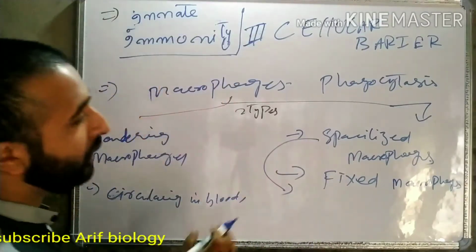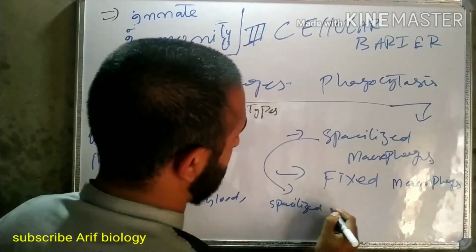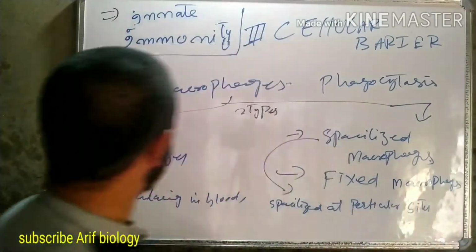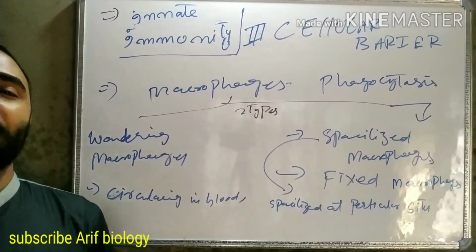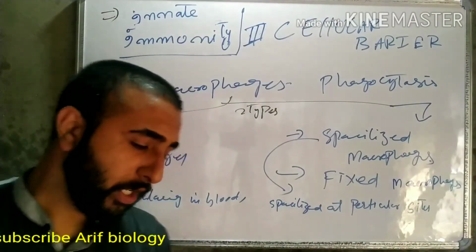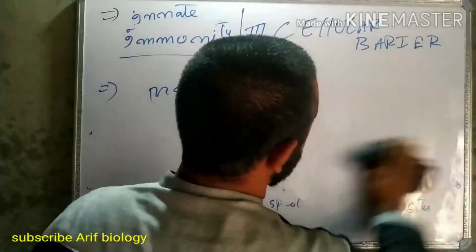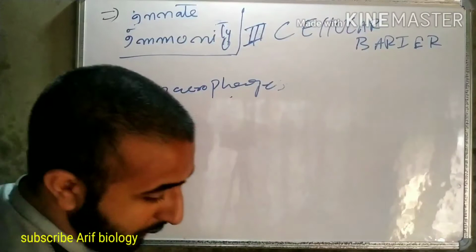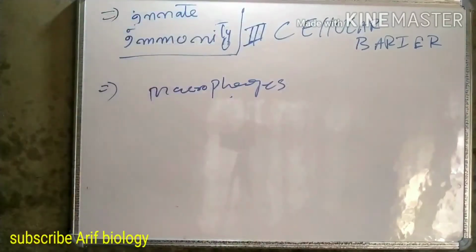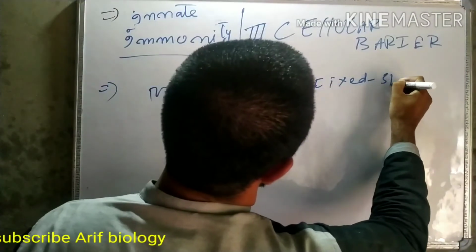These specialized or fixed ones are specialized at particular sites. Wandering macrophages are wandering and circulating in our bloodstream, and these specialized ones are fixed at particular places of our body. Now these specialized or fixed macrophages are further divided into types.